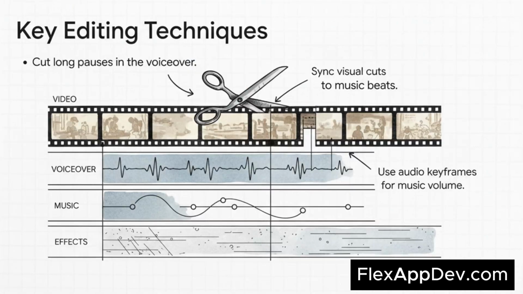And to make it feel truly professional, don't just stack the parts and call it a day. You've got to trim any of those awkward long pauses in the voiceover to keep the pacing tight. Try to time your video cuts to the beat of the music. It makes a huge difference. Use something called audio keyframes to automatically dip the music volume whenever the narration comes in. And yeah, a little subtle film grain effect can really enhance that cinematic retro vibe.